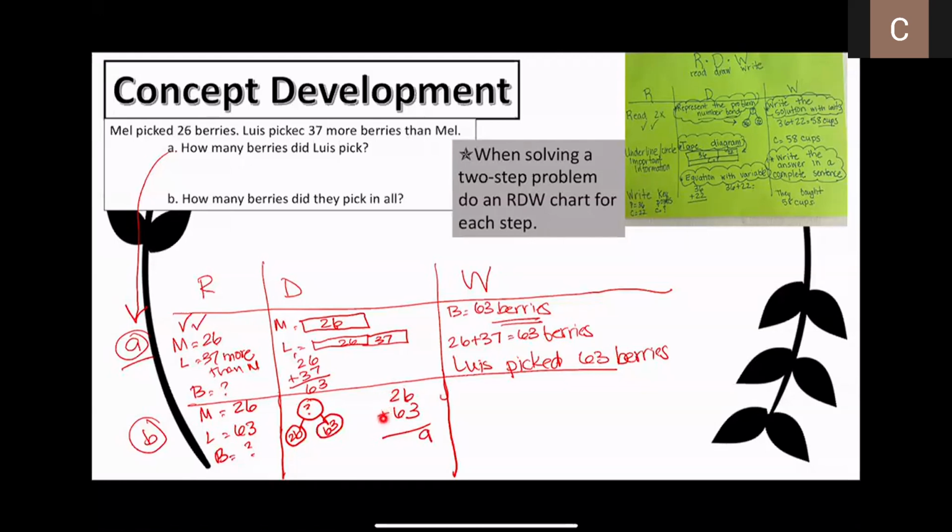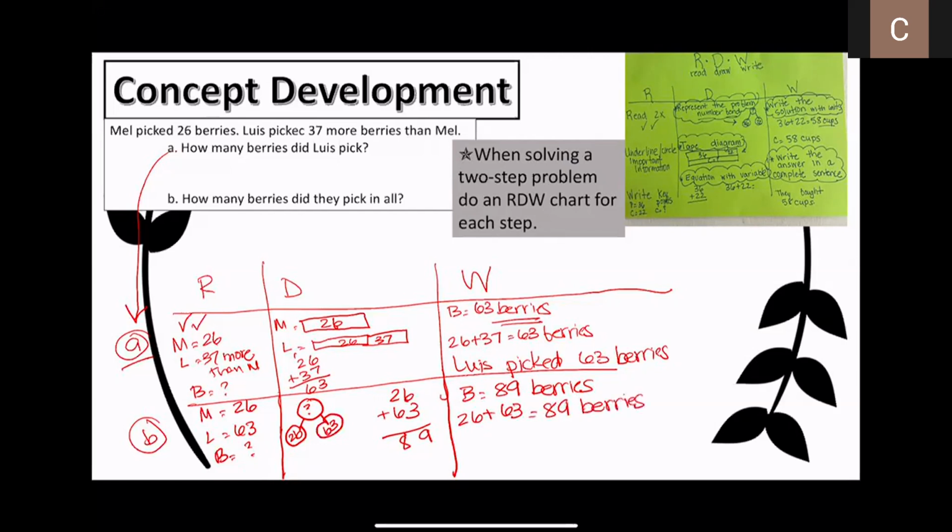2 tens plus 6 tens gives me 8 tens, which now my total is 89. So for part B, I know that B now means 89 berries. I can show my full equation with my complete equation, which is 26 plus 63 equals 89 berries.